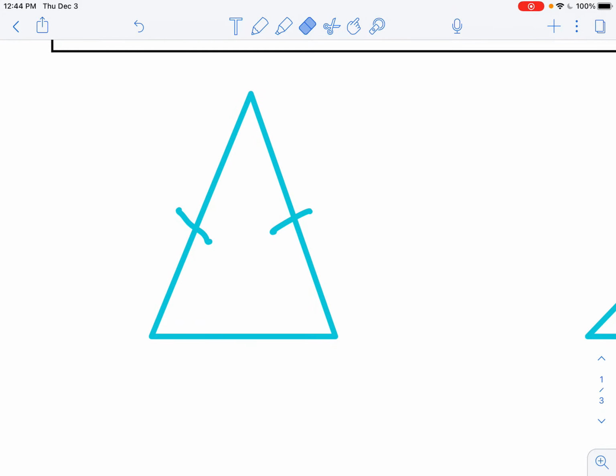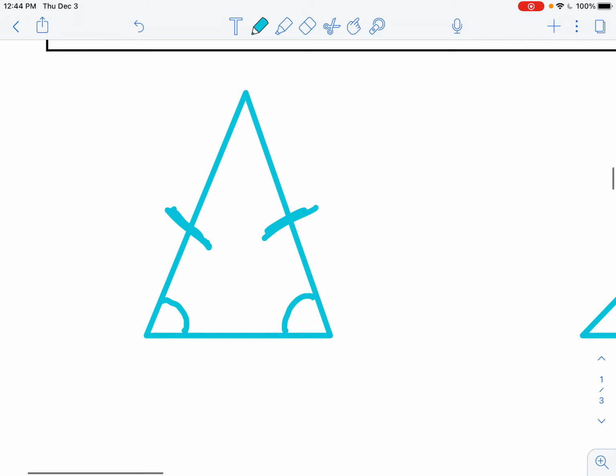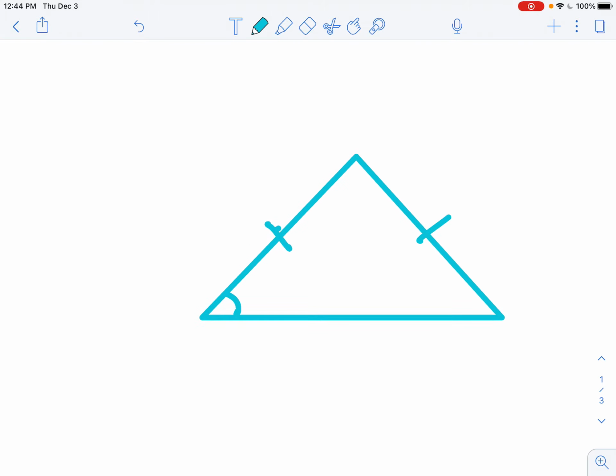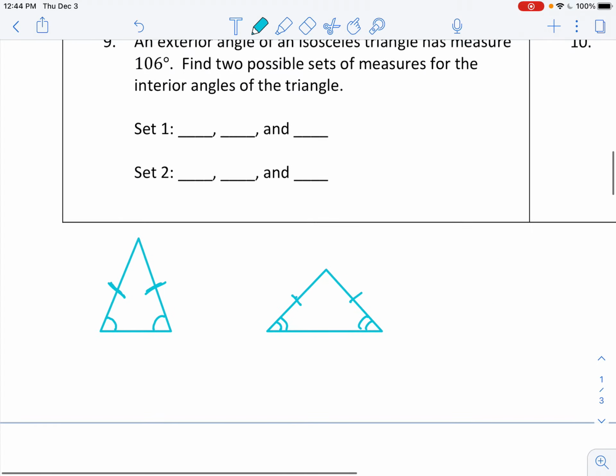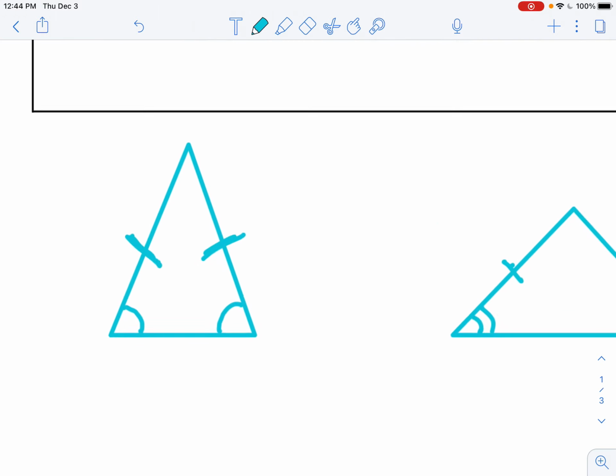Every isosceles triangle has two sides that are identical, which means it has 2 angles that are identical. So this one would have 2 congruent angles. This one has 2 congruent angles. They both are supposed to have an exterior angle of 106, but I don't know where that angle is.